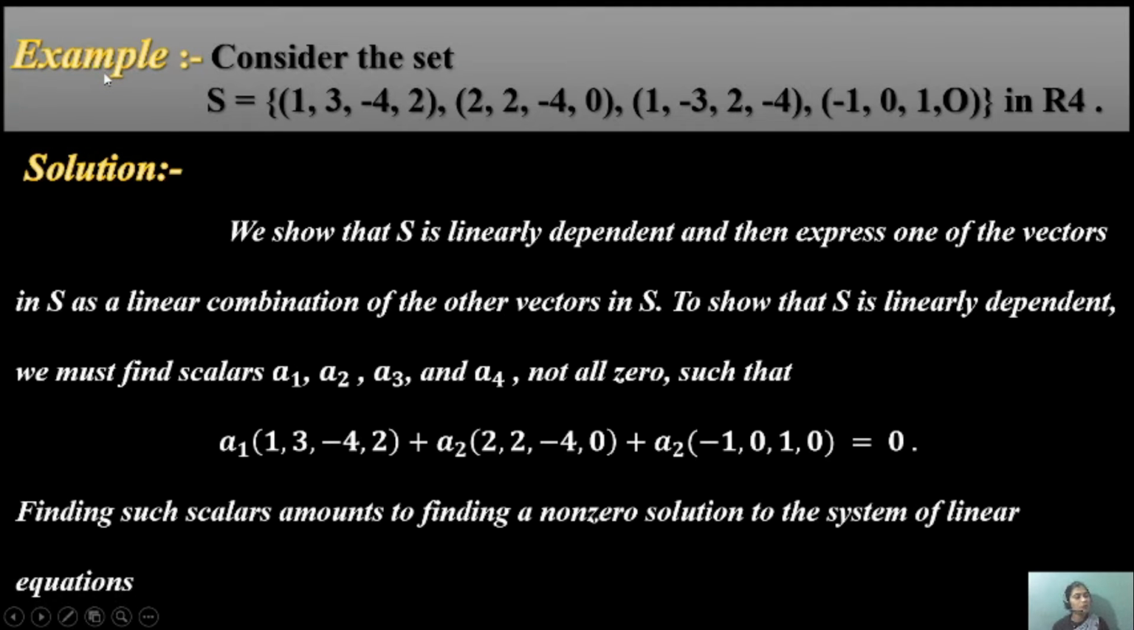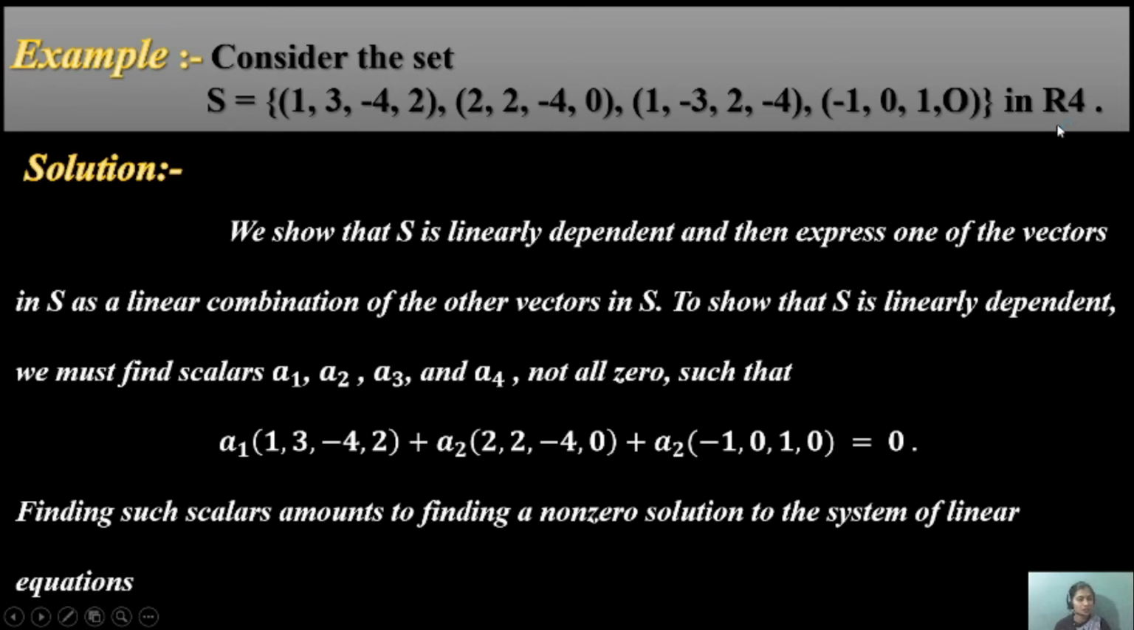Consider the set S equals (1, 3, -4, 2), (2, 2, -4, 0), (1, -3, 2, -4), and lastly (-1, 0, 1, 0) in R4. Means these are rows, not columns, generated as rows in R4.